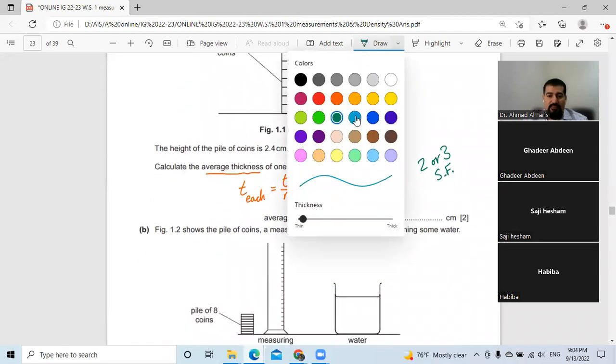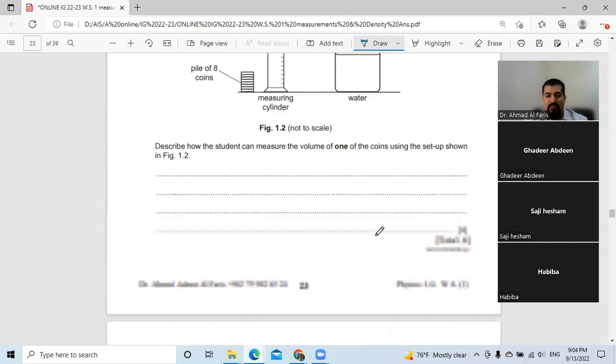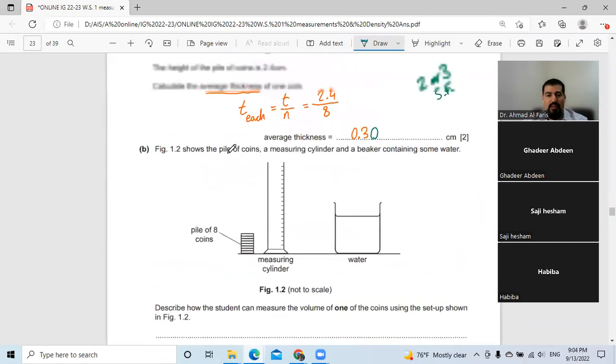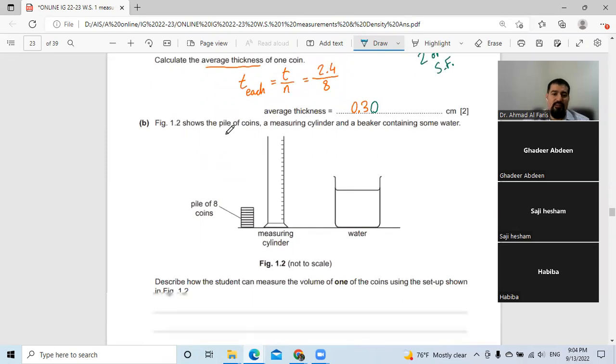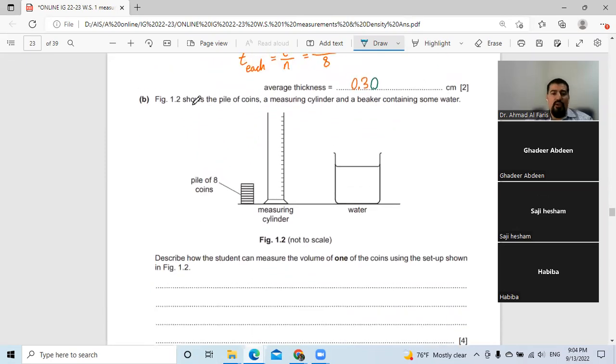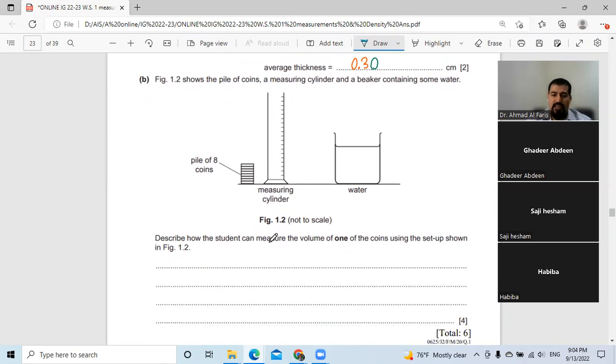Next, what do we have? Part B. This figure shows the pile of coins, a measuring cylinder, and a beaker containing some water. Describe how the student can measure the volume of one of the coins using the setup shown in this figure. Okay, I want you to try to do it.